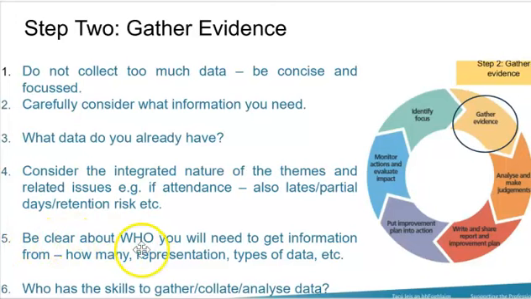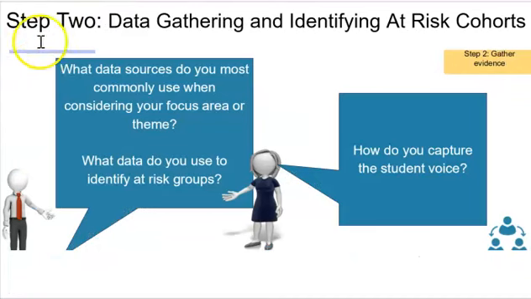Be clear about who you will need to get information from, how many, representation, types of data, etc. Who has the skills to gather, collate, analyze the data? Step 2, data gathering and identifying at-risk cohorts. What data sources do you most commonly use when considering your focus area or theme? What data do you use to identify at-risk groups? How do you capture the student voice?